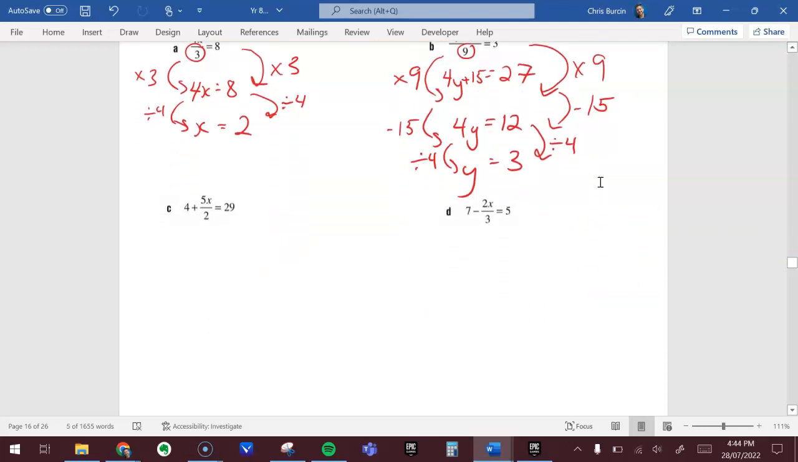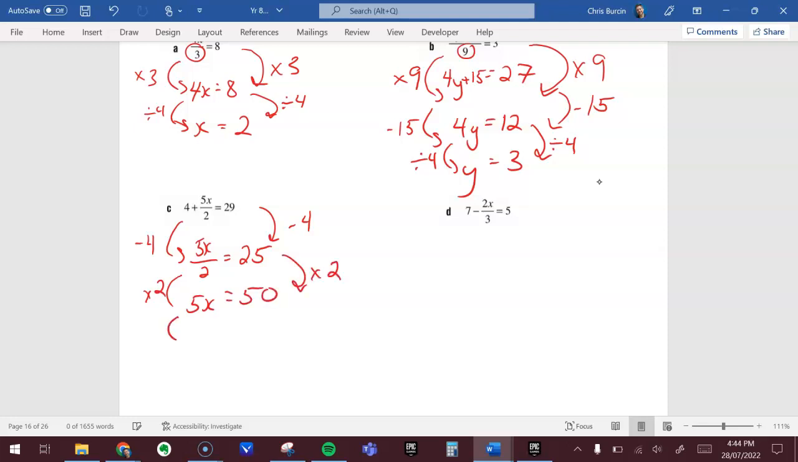Now you're looking at this. This is all mixed up. I can't just multiply by 2 for c, or else we're going to have trouble. So let's get rid of that pesky 4. We're going to subtract the 4 from both sides, and that will leave us with just 5x over 2, and 29 minus 4, what's that, 25. And then we're going to multiply by 2 to give us just plain old 5x, and 25 times 2 we can tell is 50, and then we divide by 5 to get just plain old x, divide both sides, and that gives us x equals 10.